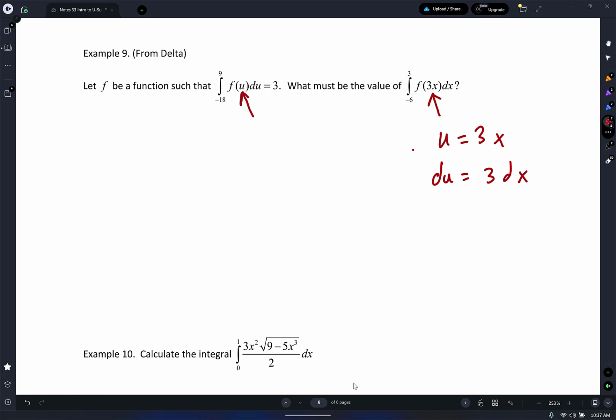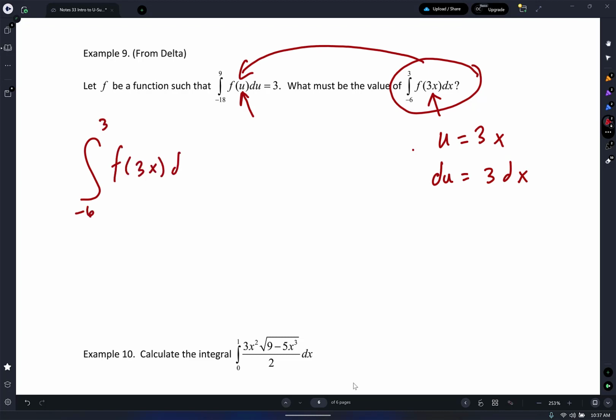So let's see. What am I going to do? I'm going to turn this into a u and see if I get this expression. The integral from -6 to 3 of f of 3x dx. That's what they want. So I turn that into the integral of f of u. And I don't have that dx yet, so I need a 3. Let me put it next to this guy. If I put a 3 there, I put 1/3 on the outside. So then I put a 1/3 right here. Now that 3 dx is just du.